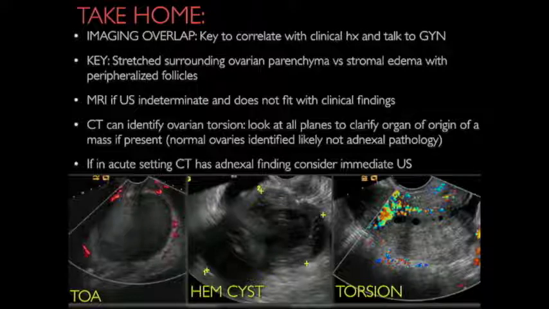Also, for hemorrhagic cyst versus ovarian torsion, the key is to look for stretched surrounding ovarian parenchyma versus stromal edema with peripheralized follicles. And MRI is helpful if ultrasound is indeterminate and does not fit the clinical findings. With CT, you can really do more than we are doing. I always tell the residents, please look at all the multiplanar reformats. Make sure you look at all planes, and you can evaluate the adnexa more than we are used to on the CT. And if you see something abnormal, don't wait for an outpatient follow-up. If you can't explain the symptoms on the CT with other processes, do get an urgent ultrasound.